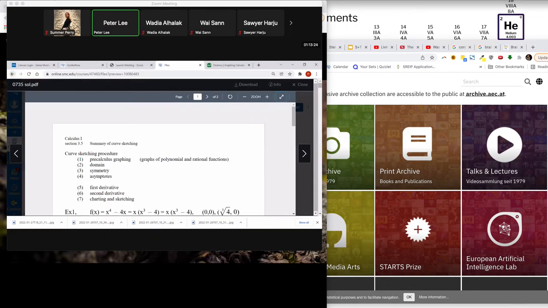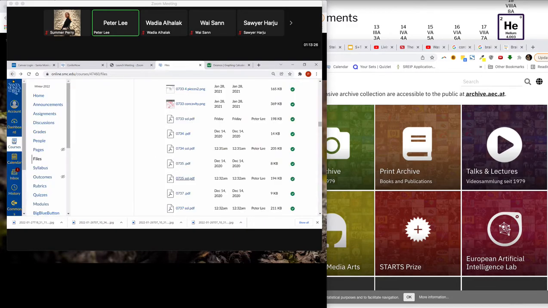So this is the section 3.5 solution. There's the file 3.5. So study with that one. Don't look at the solution. And then when you want to check it, you can look at it, okay? All right, and of course you can also use the graphing calculator to check your work.